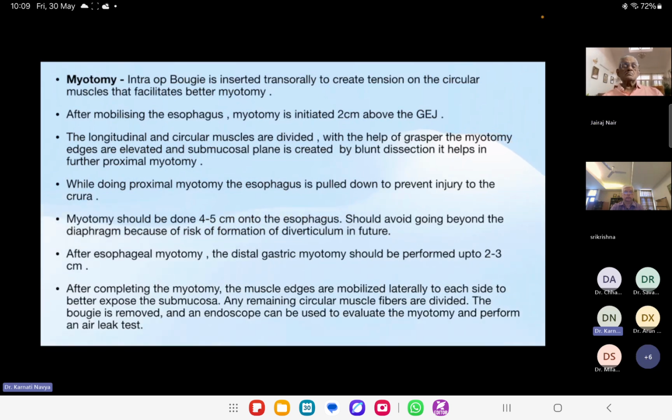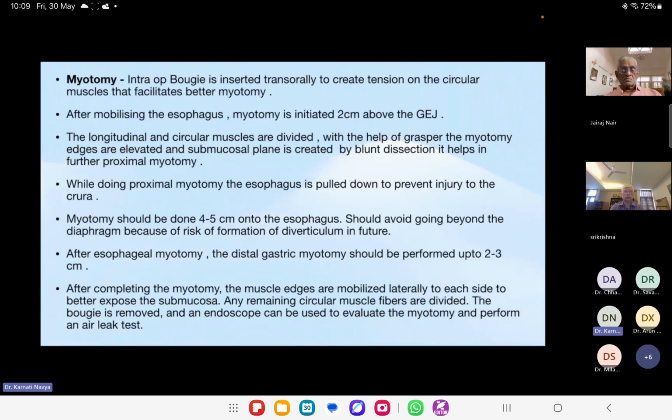Then the second step is the myotomy. Usually a bougie is inserted transorally. It creates tension around the circular muscles. This facilitates a better myotomy. After mobilizing the esophagus, the myotomy is initiated usually around 2 centimeters above the gastroesophageal junction. Initially, the longitudinal muscle fibers are cut and then followed by the circular muscle fibers.